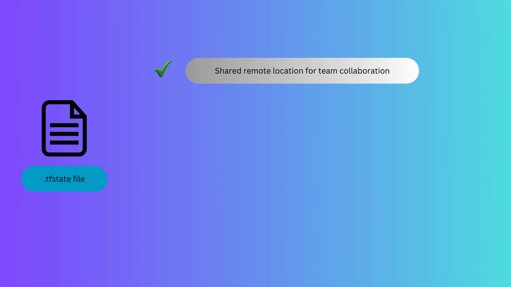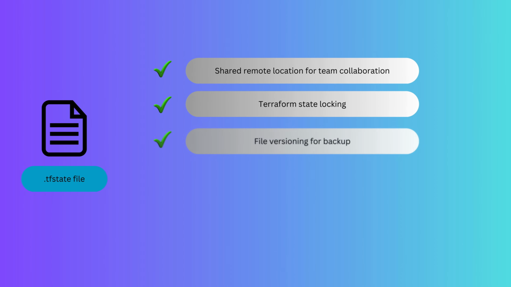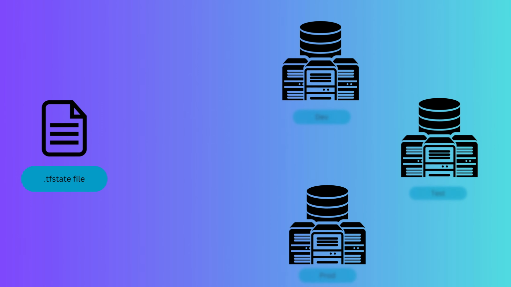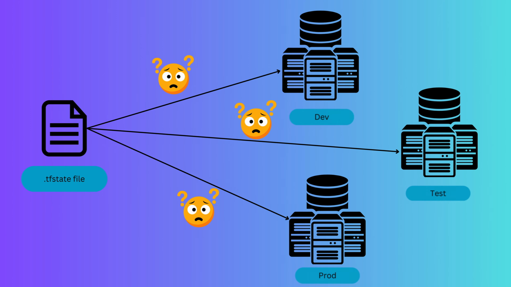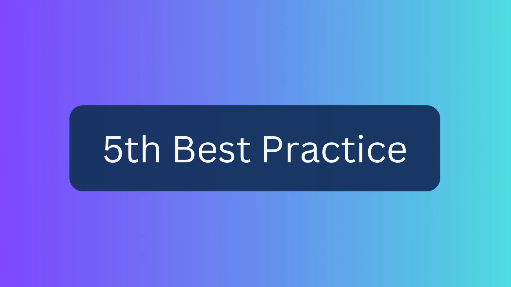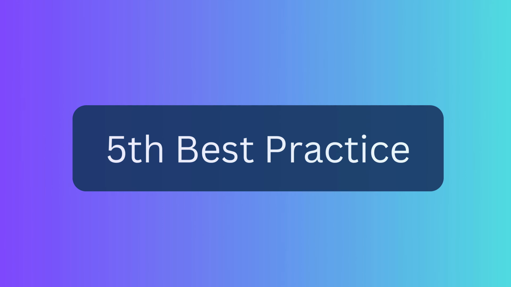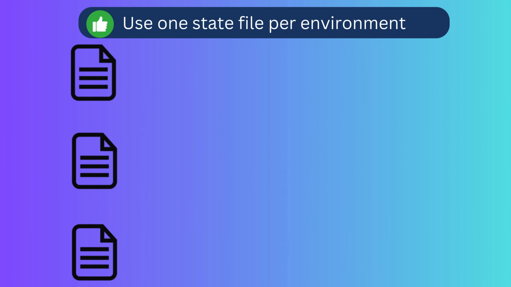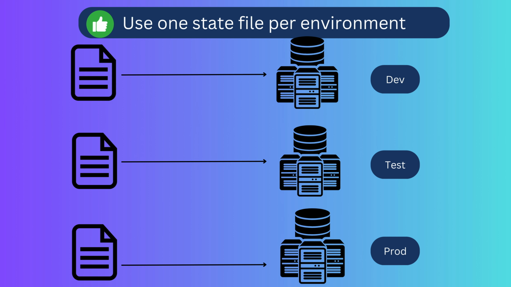Great, now you have your state file in a shared remote location with locking enabled and file versioning for backup. So you have one state file for your infrastructure, but usually you will have multiple environments like development, testing, and production. So which environment does the state file belong to? Can you manage all environments with one state file? This is the next best practice. Use one dedicated state file per environment, and each state file will have its own storage backend with locking and versioning configured.